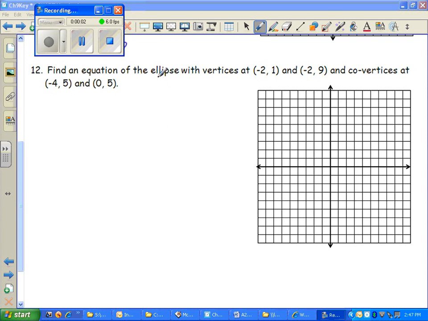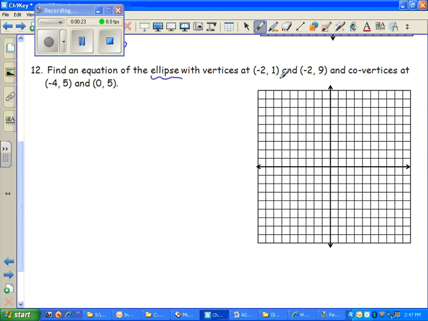For number 12, we are writing the equation of the ellipse. And since I always like to graph to make my equation, I put a graph here, and you can use graph paper that you have at home, or you can get from me in class. It's an ellipse, so this is the easier of the two to write the equations of.